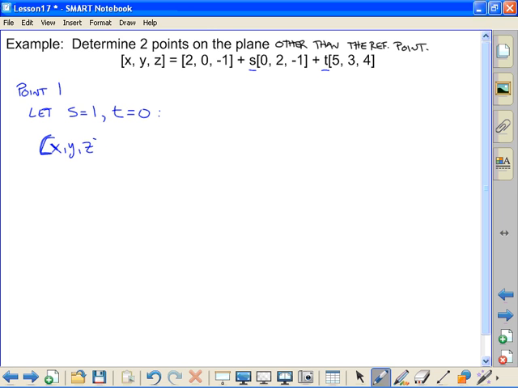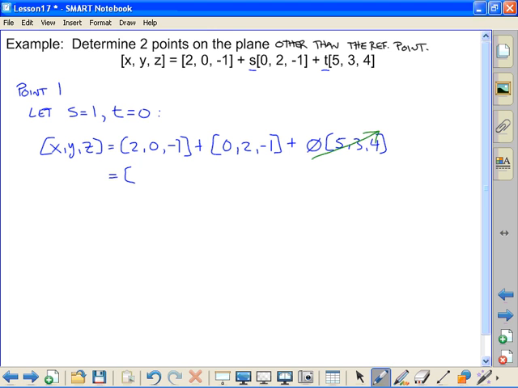X, Y, and Z equals 2, 0, negative 1, plus 0, 2, negative 1, plus 0 times 5, 3, 4. What happens is that second direction vector, its contribution is canceled out since it's being multiplied by 0. So our resulting point, we're back to round brackets, 2, 2, negative 2. I'm just adding the reference point to the first direction vector. So there's my first point.